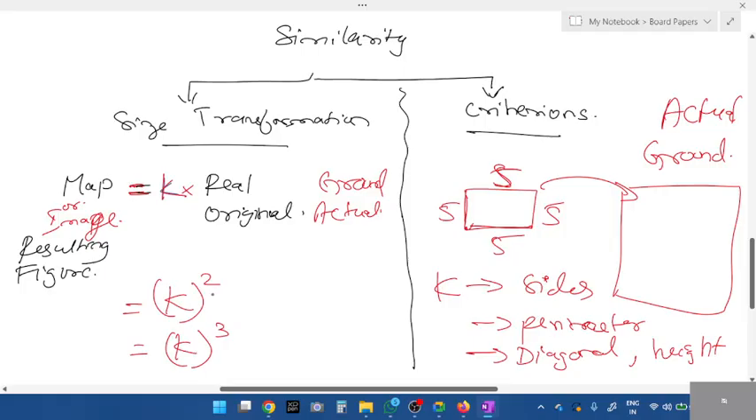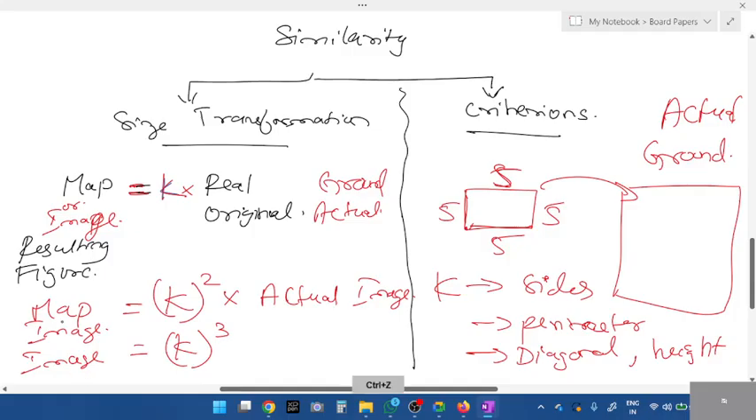When it comes to k square, area, k square. So I'll write map figure. Map is equal to k square into actual image. Image on map is equal to k square into actual image. This is for area, to convert area. Next, image on map, volume. Third one is volume. K cube.